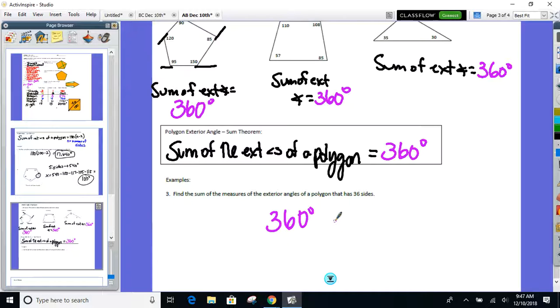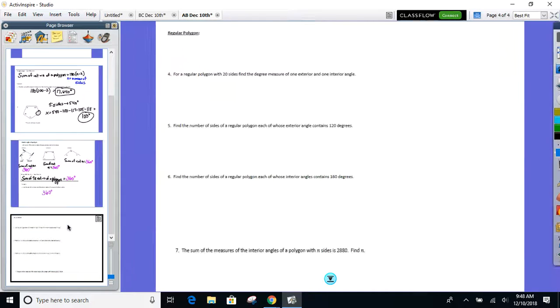All right? Questions? Last thing we got to do. I can find out what all of them inside add up to, but can you just find one of them instead of all of them? Can you find just one interior angle for me? You know how to find what they all add up to. How can you find what just one of them is? Regular polygon first.